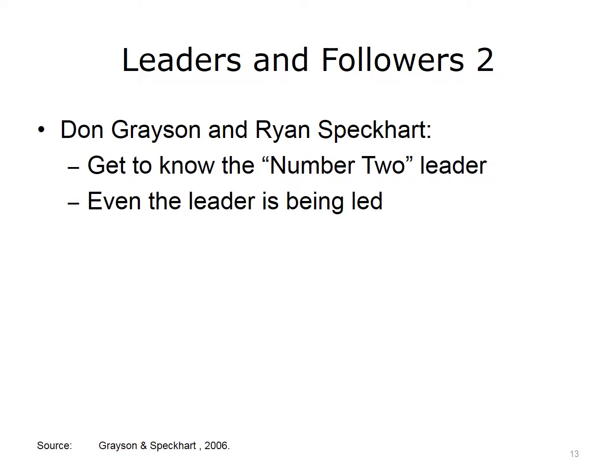Grayson and Speckhart offer another reason to develop good followers. Leaders are often glorified, but many who are leaders would probably make better followers. Even the CEO of an organization reports to a board. A leader may have a vision for how things ought to be run in the company, but without a well-developed followership, there would be no realization of that innovative idea or vision.